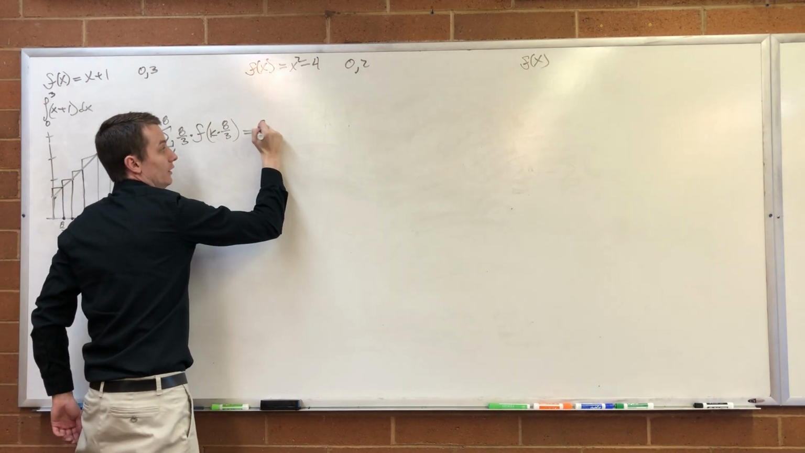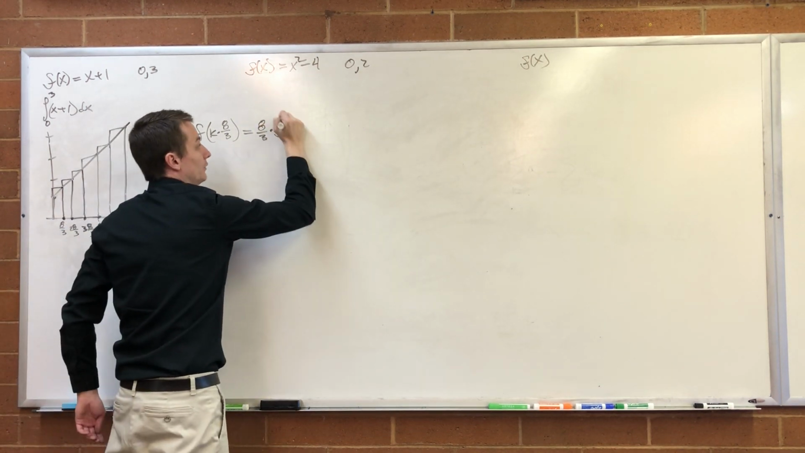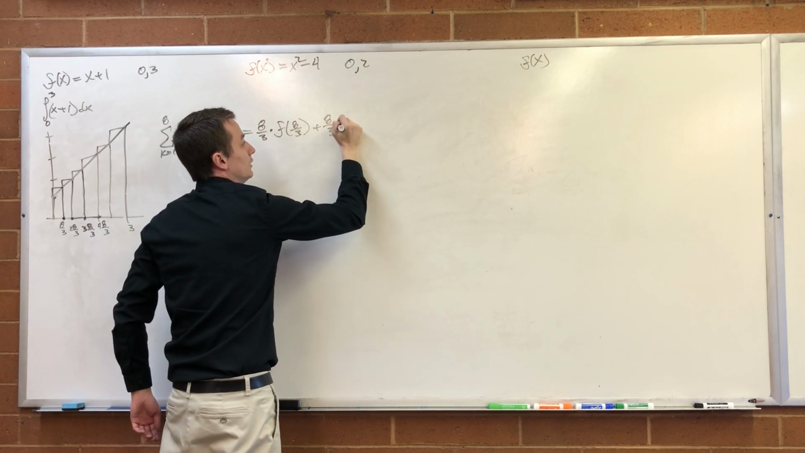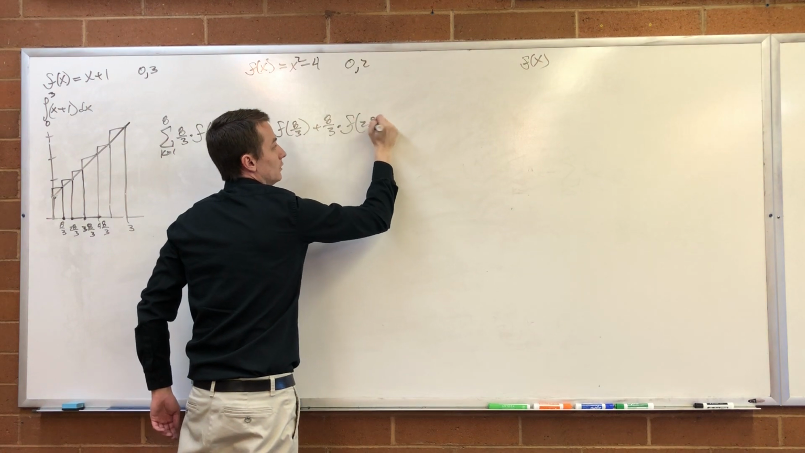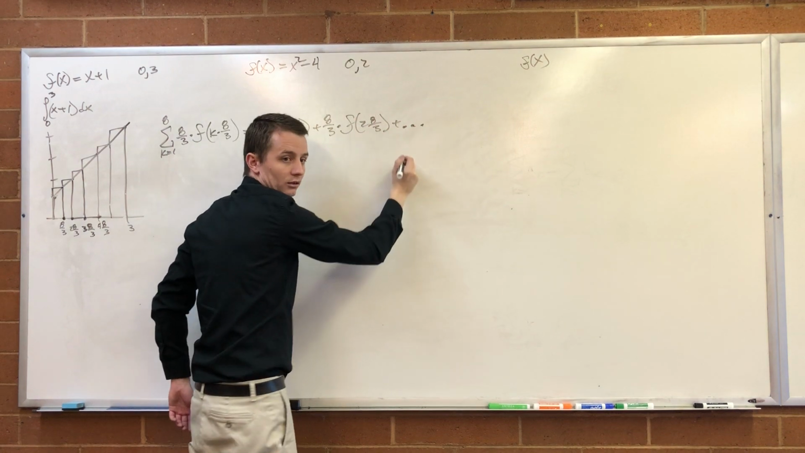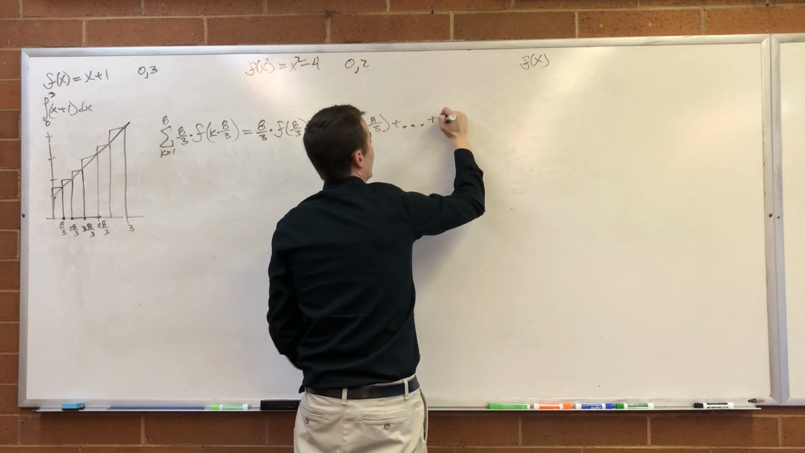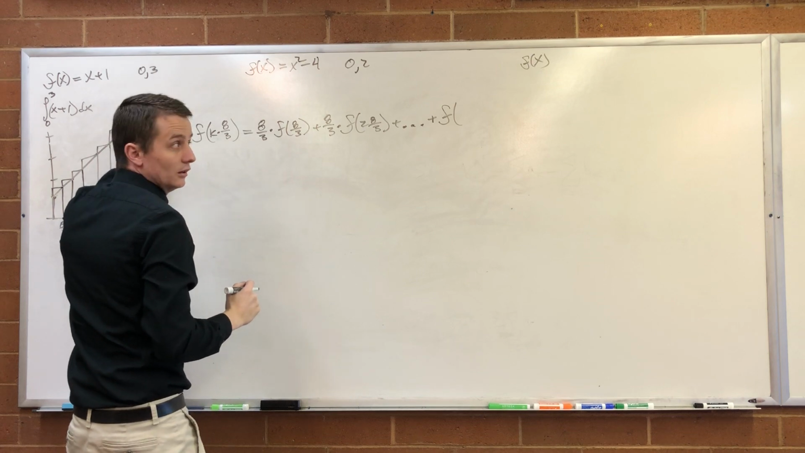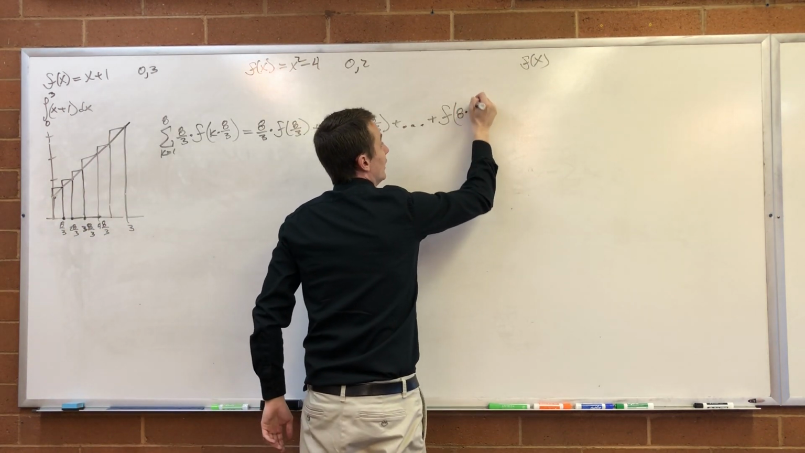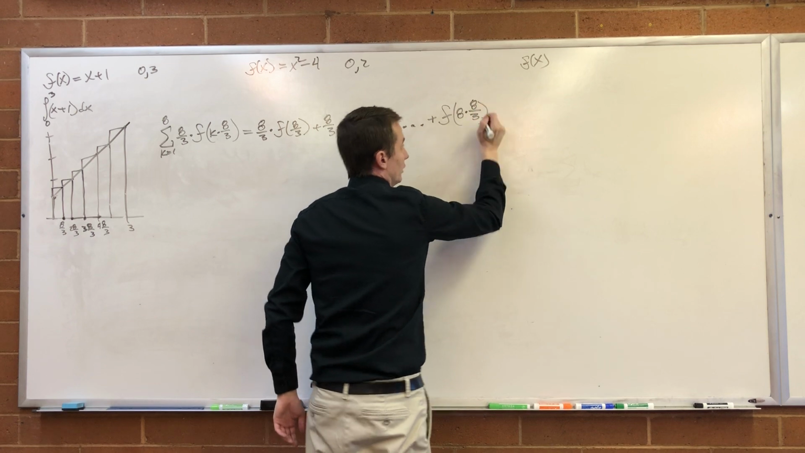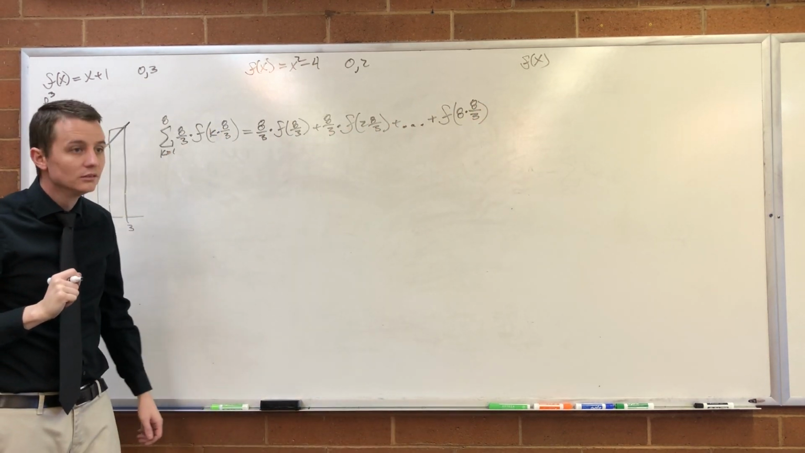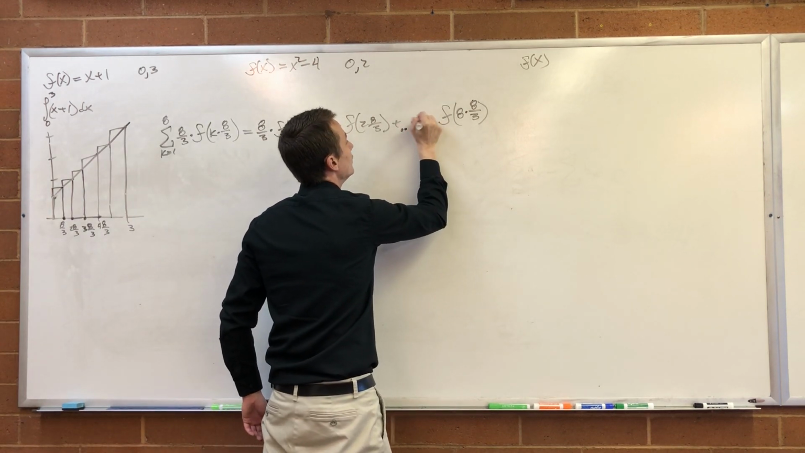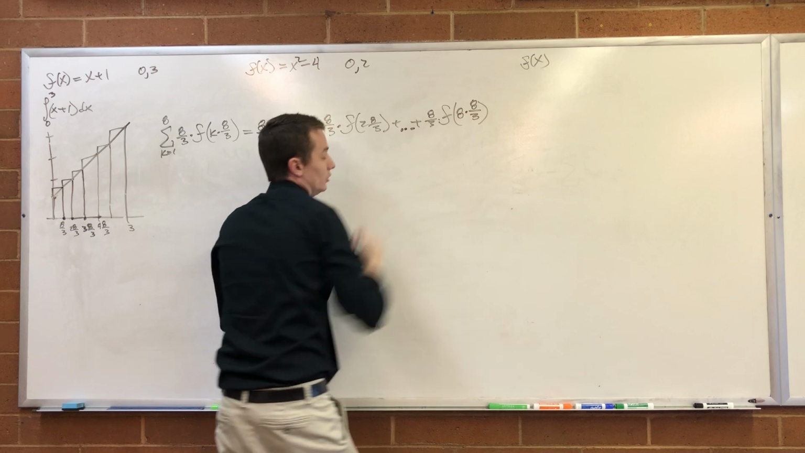Let's write it out. This is 8/3 base times f of 8/3 height, plus 8/3 times f of 2 times 8/3, plus dot dot dot. And our last one will be plus f of, we're going all the way up to 8, so f of 8 times 8/3. Oops, I forgot my 8/3 times up front.